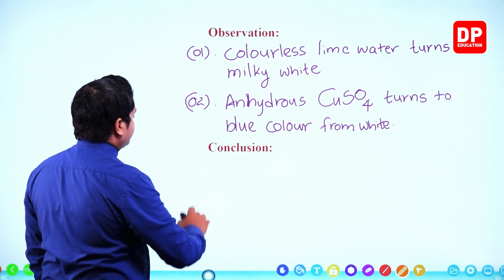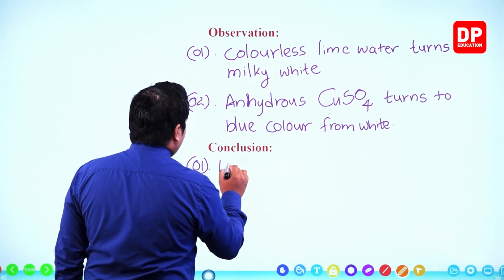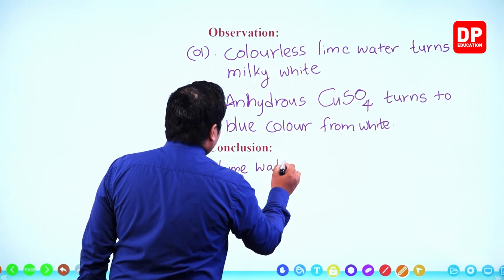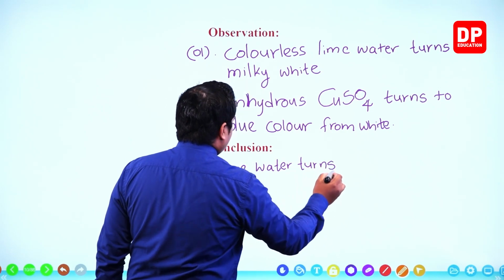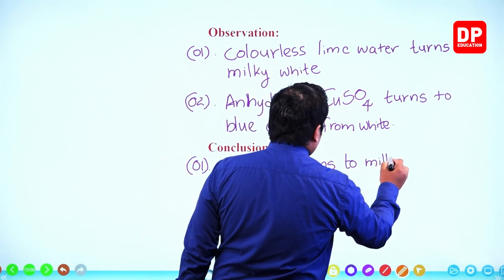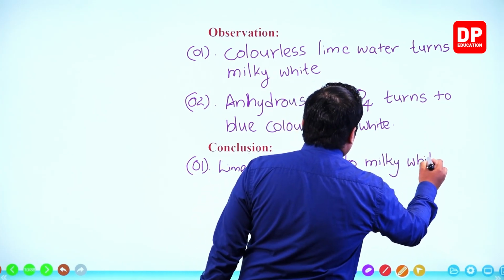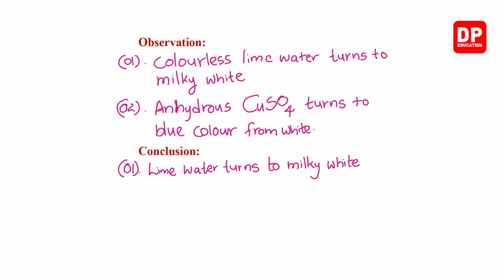So the conclusion, number 1: lime water turns to milky white because of CO2 gas. So therefore, carbon is present. Therefore, carbon is present in wax smoke.